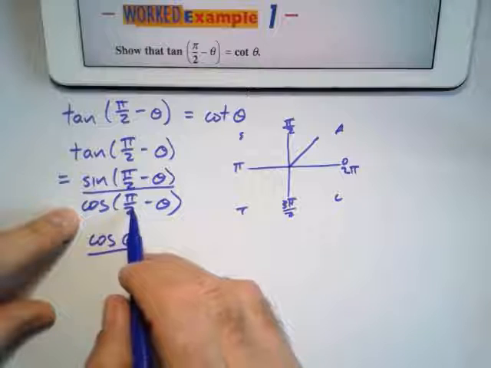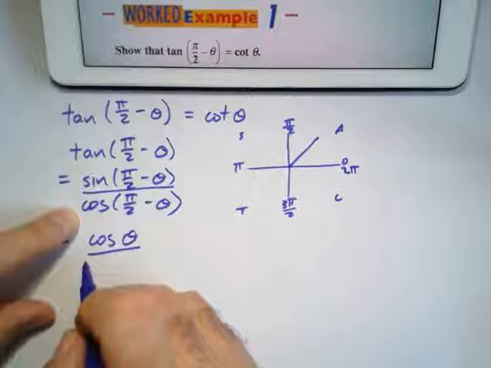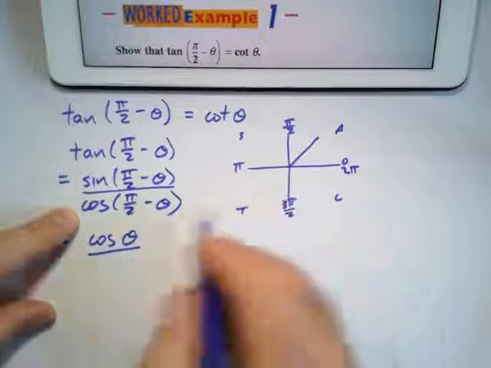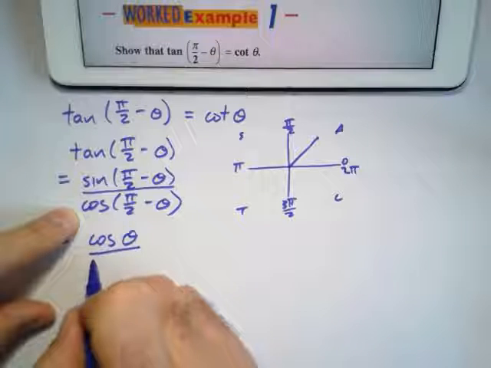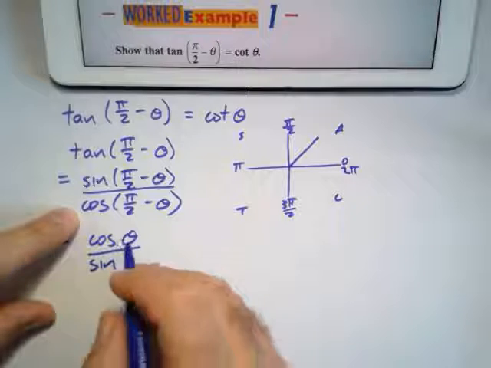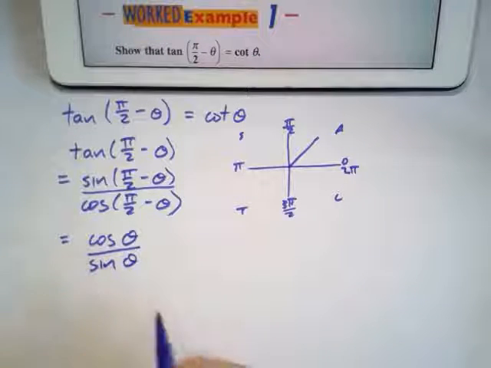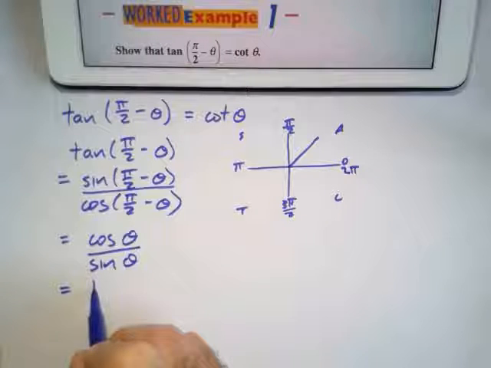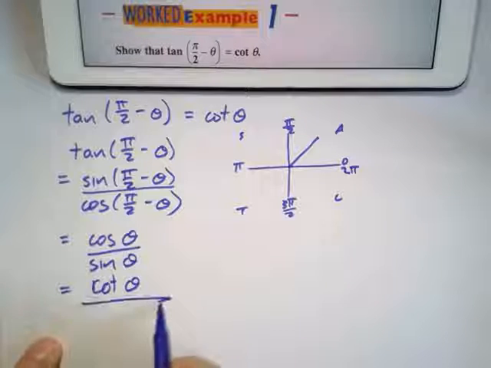Now the cos of pi over 2 minus theta is also in my first quadrant, so the sign is still positive. I'm working from my y-axis, so I'm working with complementary angles. Cos changes to its complementary sine. Remember, it's sine, cosine, they're co-angles of theta. Cos theta over sine theta equals the cot of theta, and there's my proof.